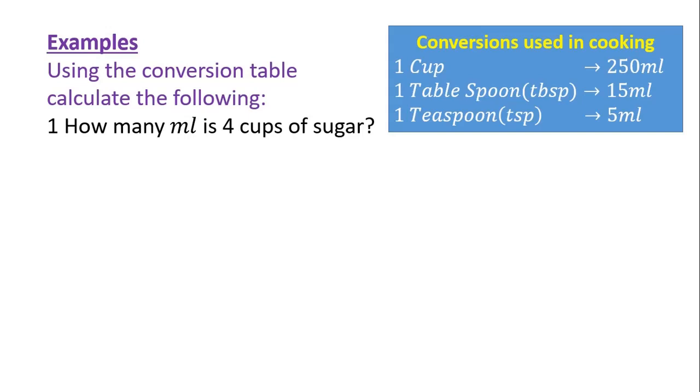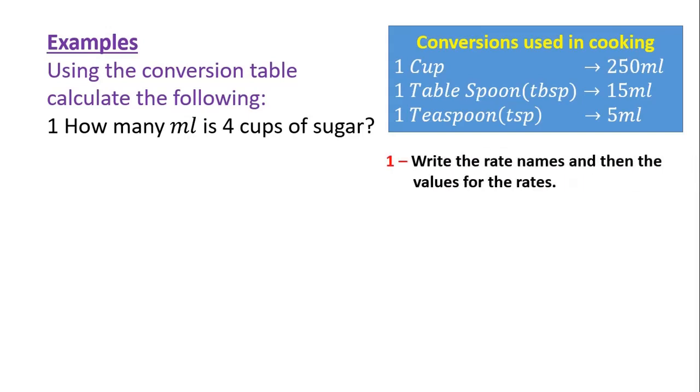But let's get going. Our first step, write the rate names and then the values for the rates. Now our question deals with milliliters and cups of sugar, and so we have to find cups and milliliters in our rate, and so we write it down. We're going cups and milliliters. Now we write down the actual values. So it's 1 cup is 250 milliliters.